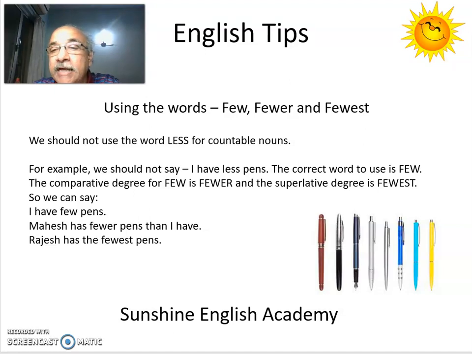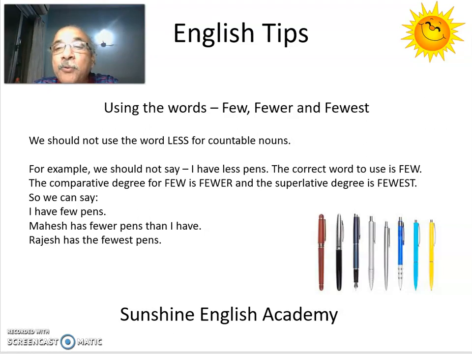Like here, we can see 8 pens. So we can put a number before the noun. The noun is pens, and we can put the number 8 before the noun. It means that the noun is countable.